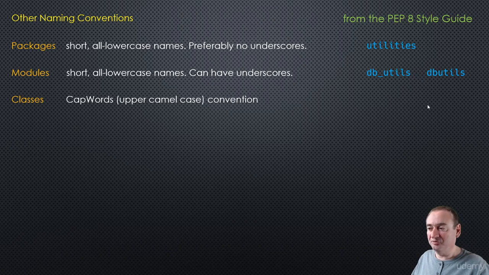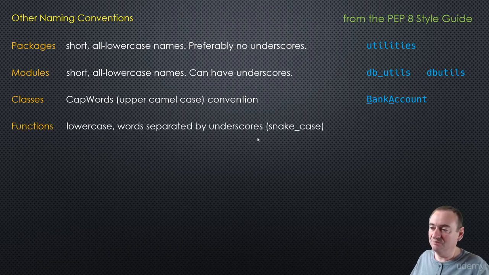Classes. Now classes is different. The convention there is to use cap words or upper camel case, which means that all the words are linked together. There are no underscores, but the beginning of each word is an uppercase letter, including the first letter of the variable. Functions, well, functions should be lowercase, and the words can be separated by underscores, which is called snake case. Right? So for example, open account. So this might be a method in your bank account class called open account.